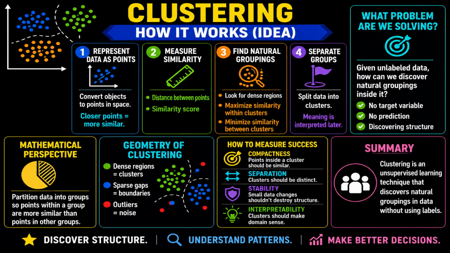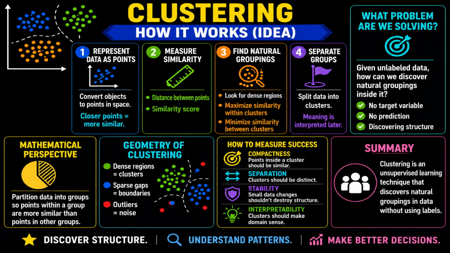Now, how does it work? You represent the data as points in space, as we already discussed in the previous videos. The more features you have, the higher the dimension of this point in space. The understanding is that those points close together will be more similar. How do you measure similarity? Using some similarity score to measure the distance between points. Then you look for dense regions, with maximum similarity within the cluster and minimum similarity across clusters. Based on this, they are separated into groups. The meaning of each group is interpreted only later.